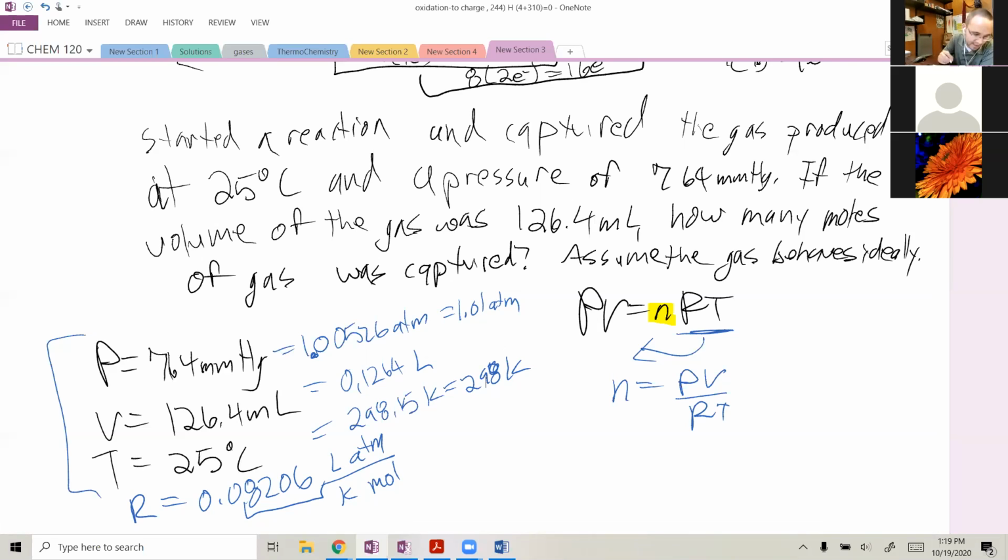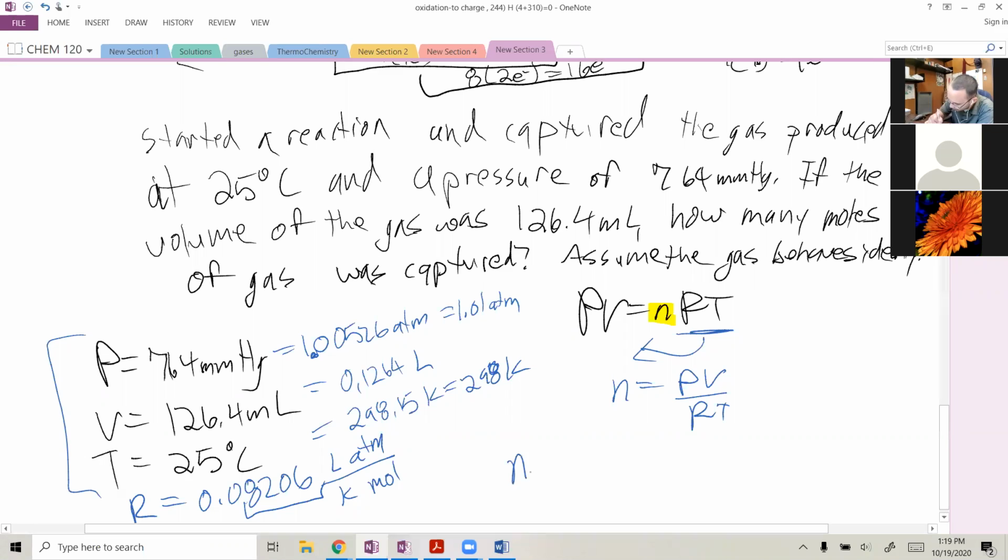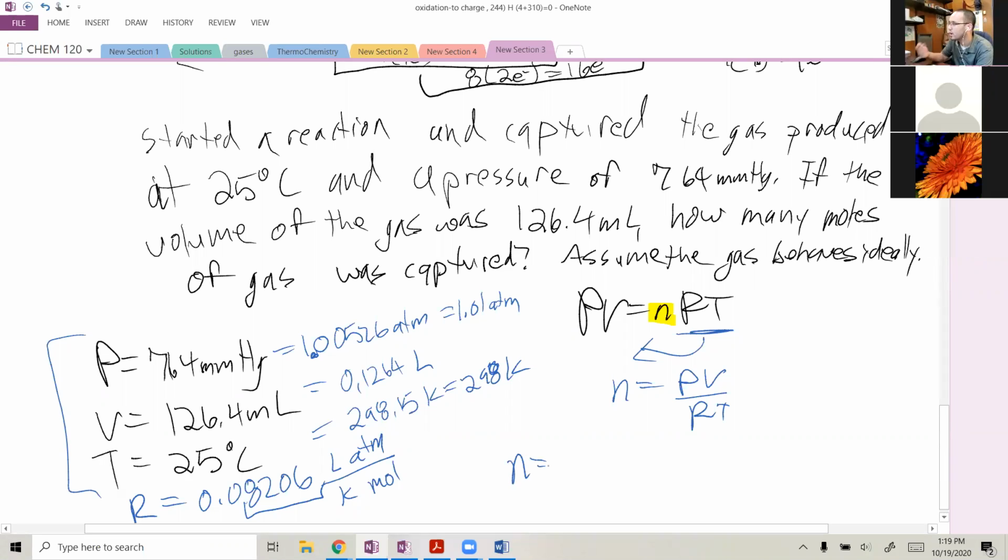The other part is that 760 that you guys use to get into your atmospheres, that is exact. So you don't have to worry about it only being two significant figures. It is an exact transition or conversion. So now that we have our pressure, volume, our R, and our temperature in the same units, we can now start to multiply those.